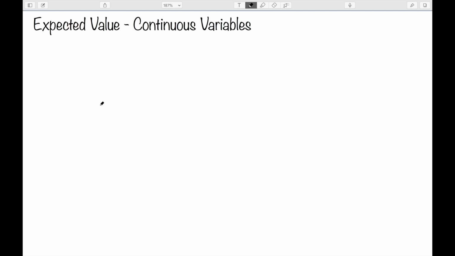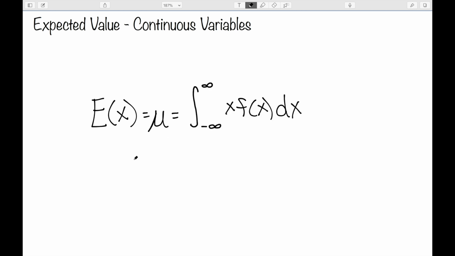In this video, I want to look at how to find the expected value of a continuous variable. Just like with discrete variables, expected value is denoted by E(X) or by mu. And the expected value of a continuous variable is given by the integral from minus infinity to infinity of x f(x) dx, where this f(x) is our PDF. So let's look at some examples.